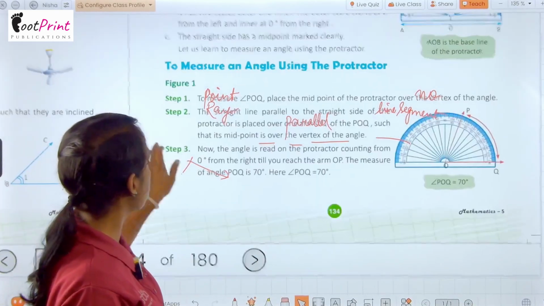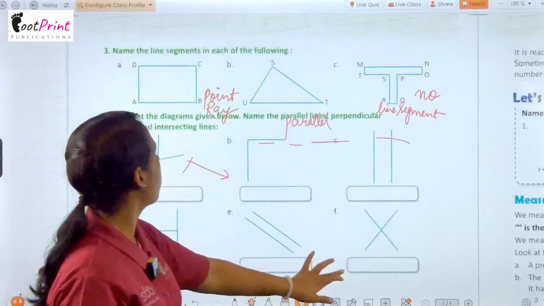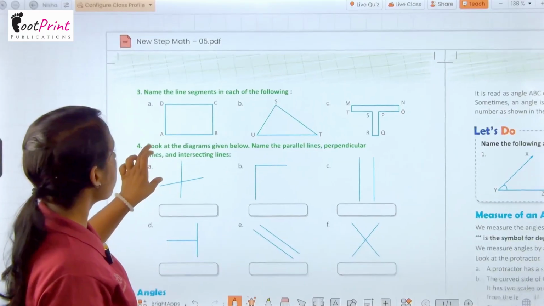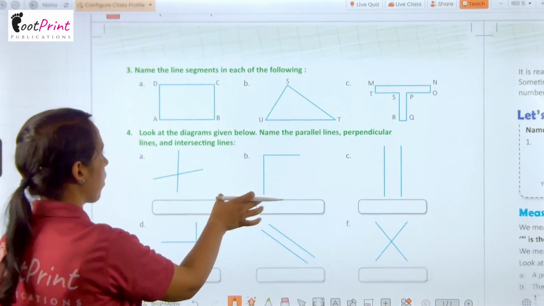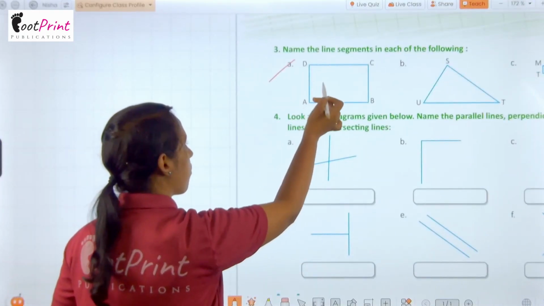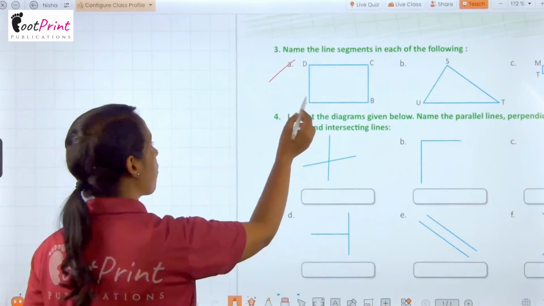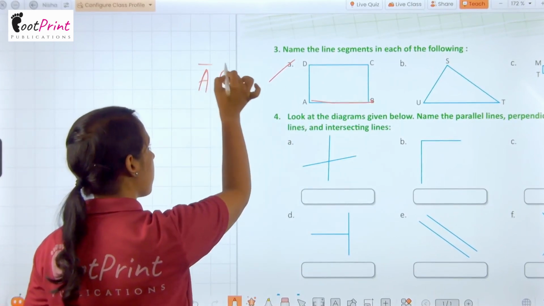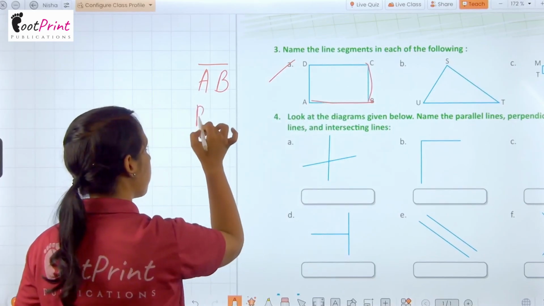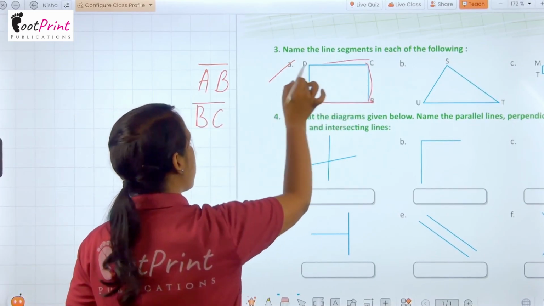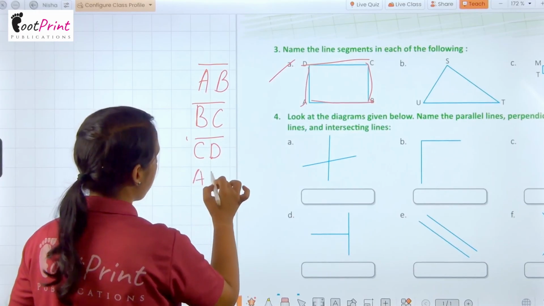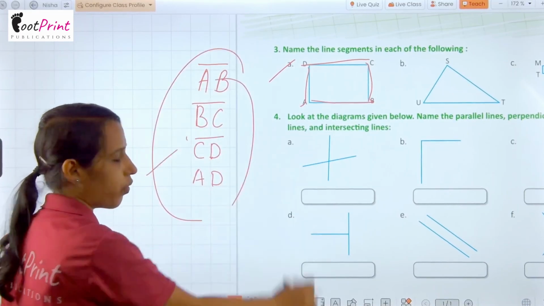Now moving towards next. So here we have question number 3. In this, what we have to do? Name the line segment in each of the following. So first one, here we have a rectangle and here we have 4 line segments. First is AB. So we will write AB. Second BC, CD and AD. So here we have 4 sides, these ones.